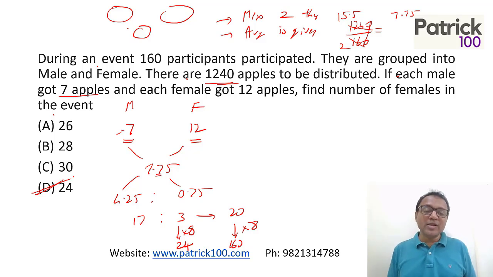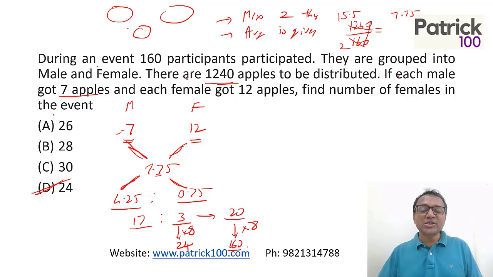You can do it by equation as well. But if you're good at allegation, you can solve a few questions quite fast. Find the average, 7.75. Then do an allegation. Whatever you subtract, males from average, you write in the other side. Females with average, you write in the other side. And find the ratio. That will give you number of males and females by ratio. 20 stands for 160, 8 times. So females are 3. So 3 will stand for 24.